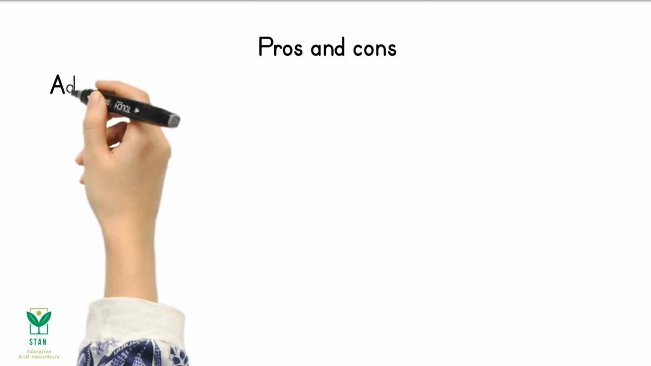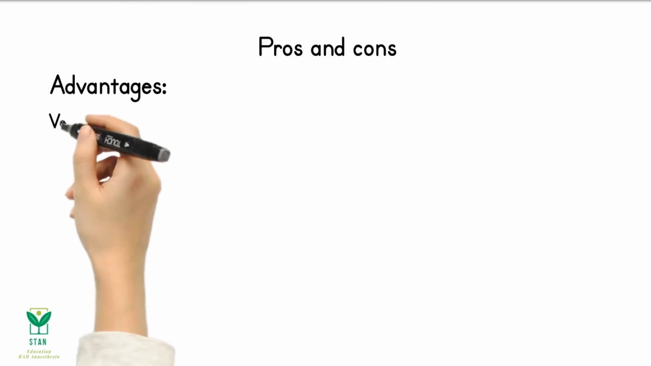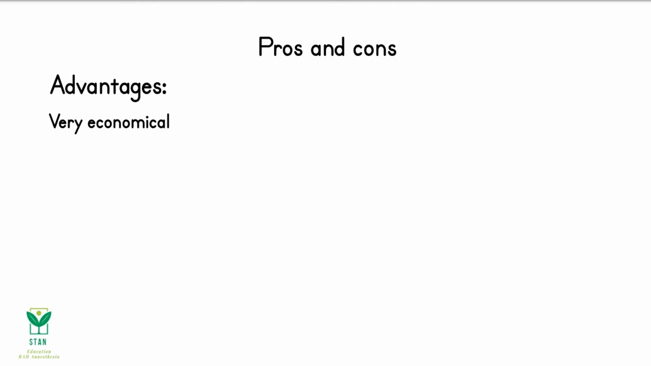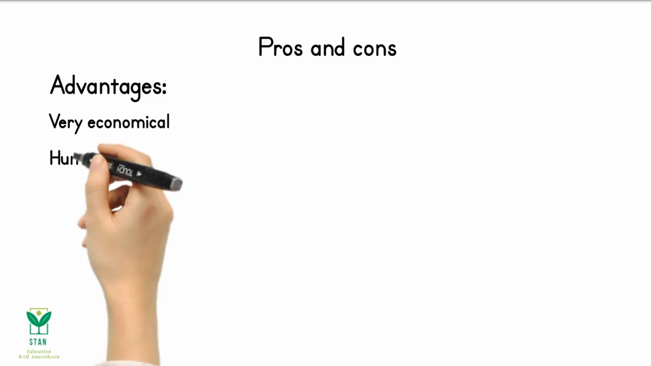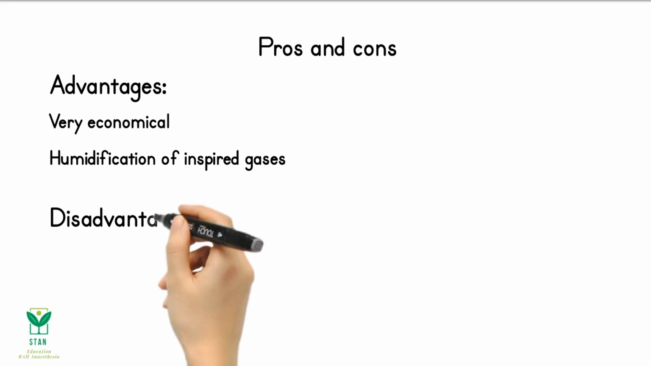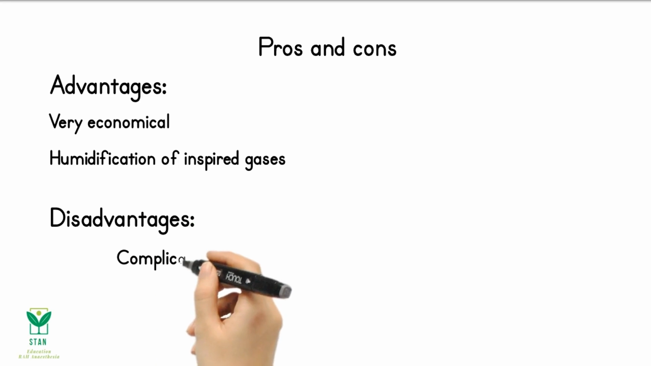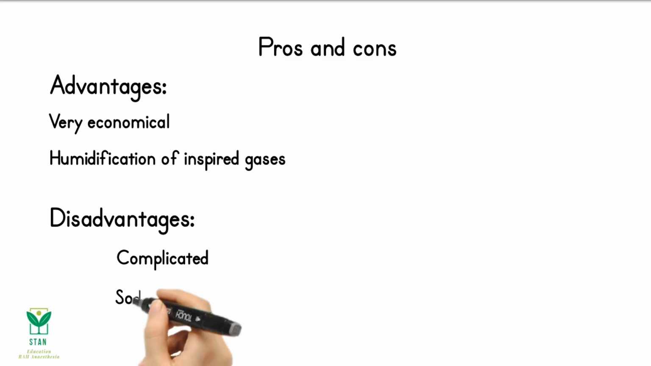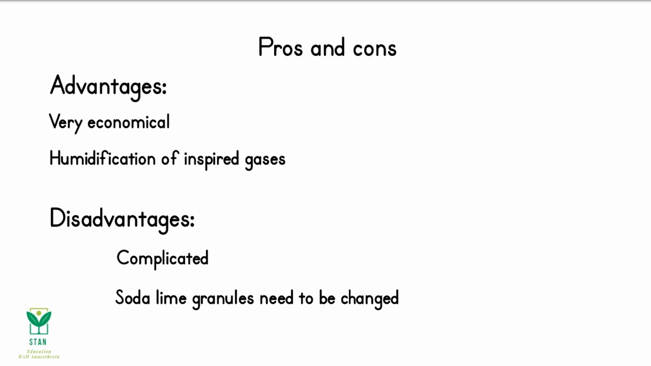Pros and cons of the circle system. The advantages are it's very economical in terms of volatile and other gas use, and it does warm and humidify inspired gases. On the other hand, it is a complicated system. Cost advantages are offset a bit by the fact that you need to change the soda lime granules quite often. The lower the flow, the more quickly the granules get exhausted.